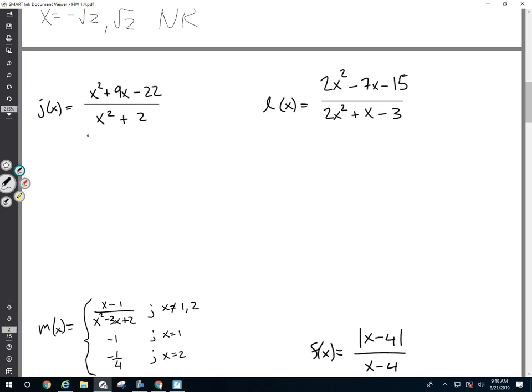Let's look at this one. Once again, this x squared plus 2, we cannot factor this denominator. There's nothing that will make this denominator 0. Since there is nothing that makes this denominator 0, I don't have to factor the numerator. I don't have to look at anything because we are continuous. There are no discontinuities.